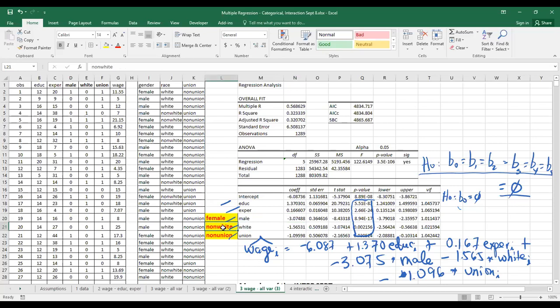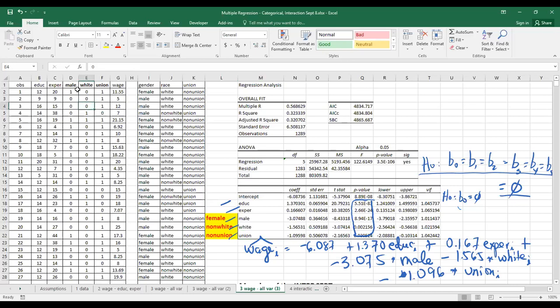Non-white people receive $1.56 less compared to the white people in terms of hourly wage, ceteris paribus. And non-union members receive $1.09 less compared to the union members, okay, in terms of hourly wage, ceteris paribus. Okay, clear, guys? You want me to repeat the explanation? Okay, one last time, guys. Kahit hindi kayo nagtatanong, I will repeat, no?